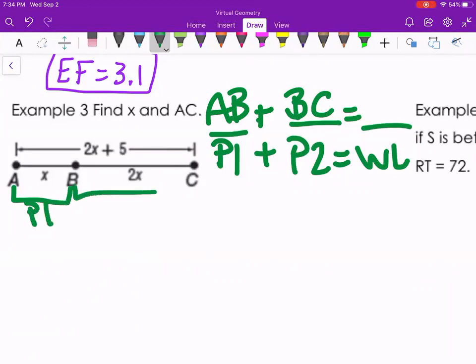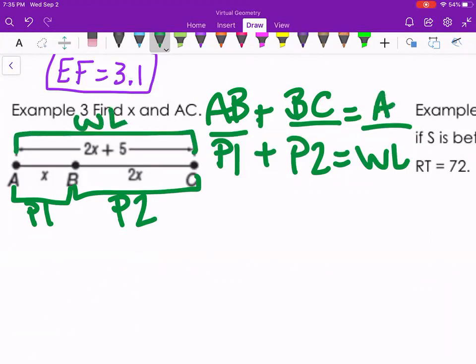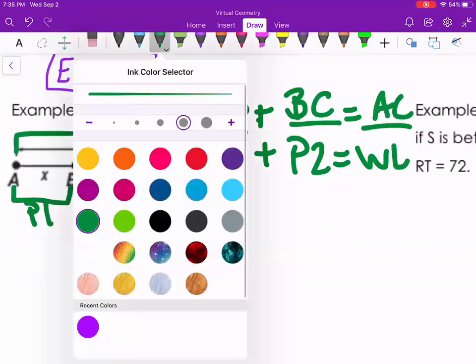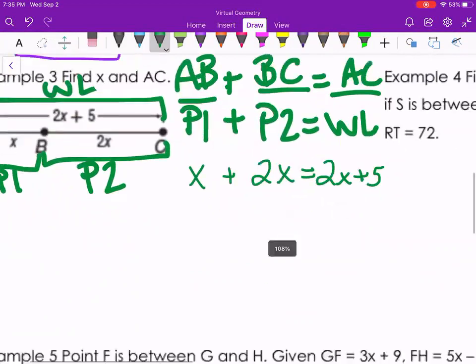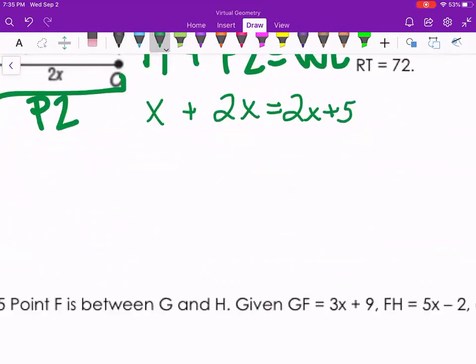So part 1, part 2, all the way across my whole length, AC. So now let's fill in these pieces. All right, so part 1 is an X. Part 2 is a 2X. My whole length, 2X plus 5. So now we can solve this equation. All right, so I have an X and a 2X. So I have 3 X's is equal to 2X plus 5.